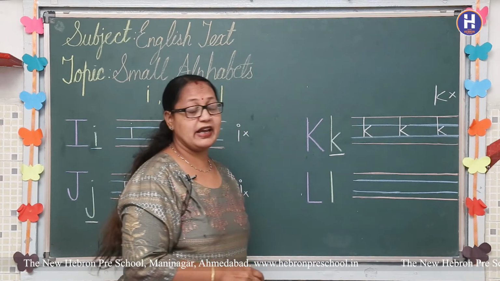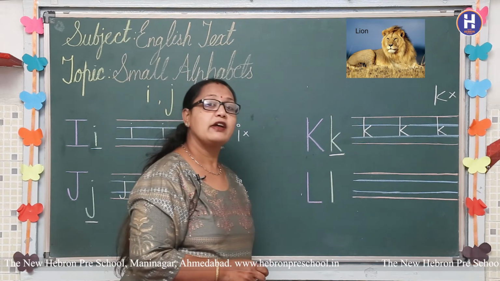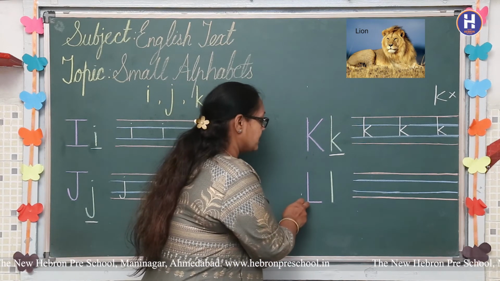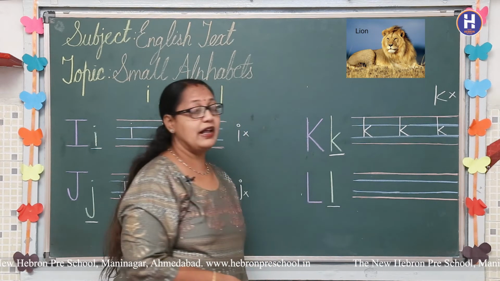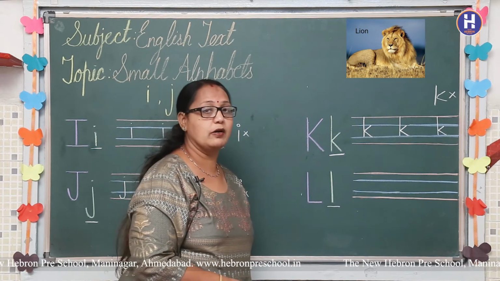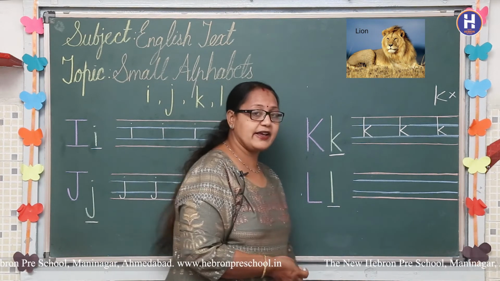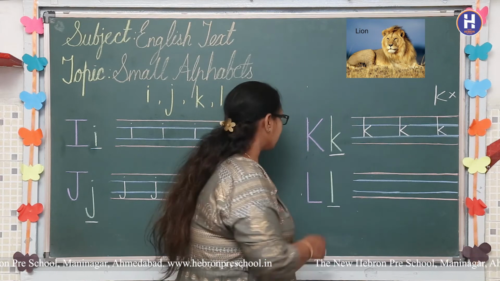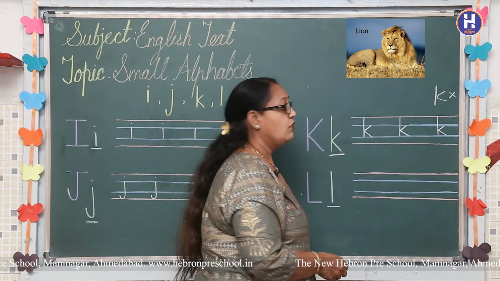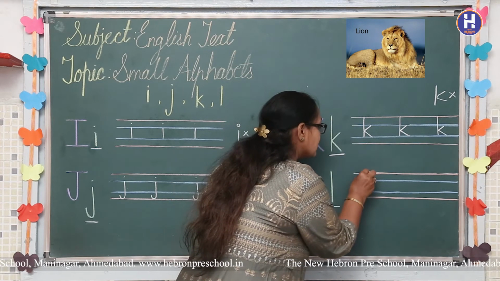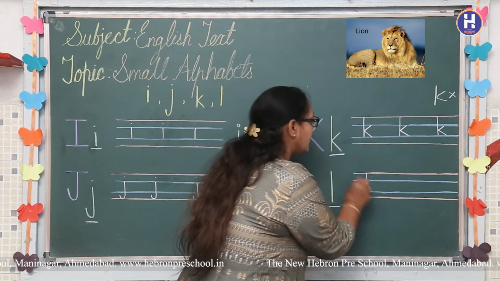Now K after L. Which alphabet comes after K? L. This is a capital L and this is a small L. And what does L sound like? "L". L sounds "l". L is easy. How did you write capital L? A standing line and a sleeping line. Now how is small L? Only you have to make one standing line, red to second blue line.